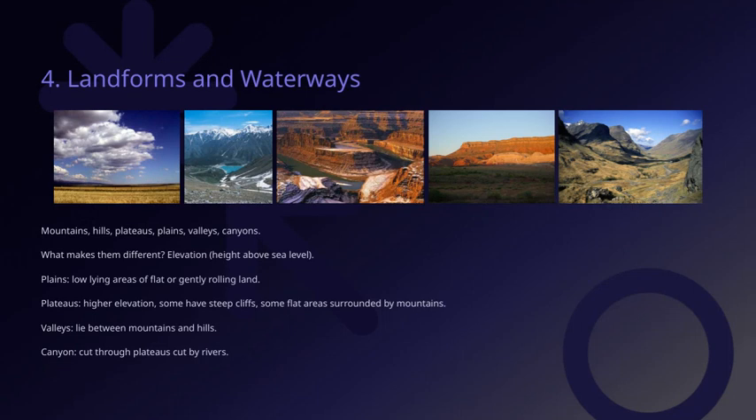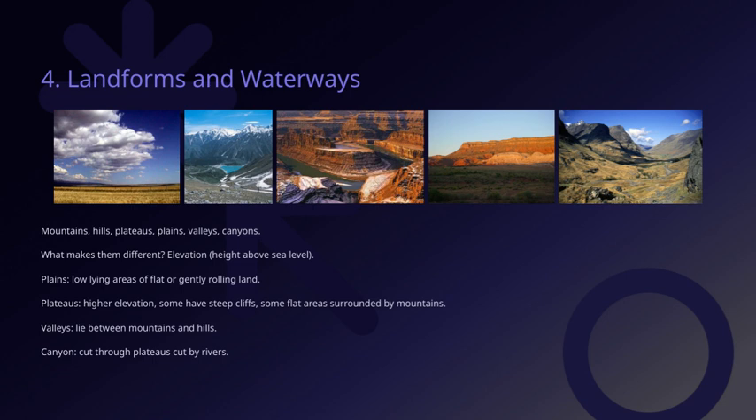Let's explore some of the key landforms and waterways that shape our landscape. First, we have canyons, which are deep, narrow valleys that cut through plateaus, often formed by rivers over a long period. They create dramatic, steep-sided valleys that are quite striking to see. Next, valleys are the low areas found between mountains and hills. They're typically where rivers flow and where many towns and farms are located, thanks to the gentler terrain.